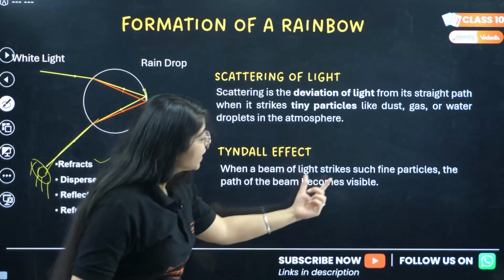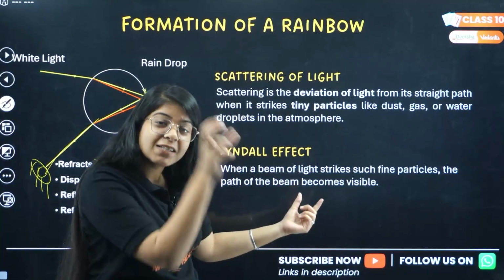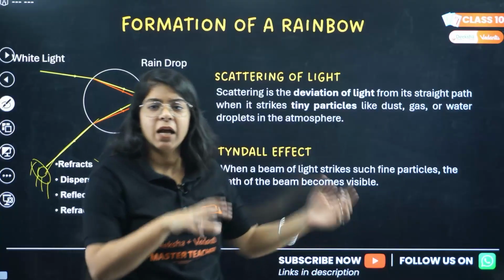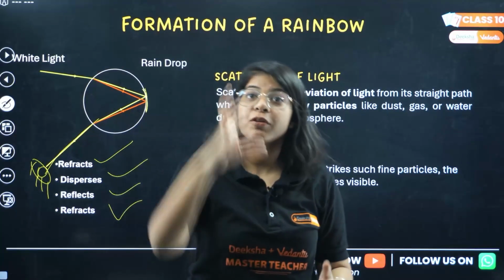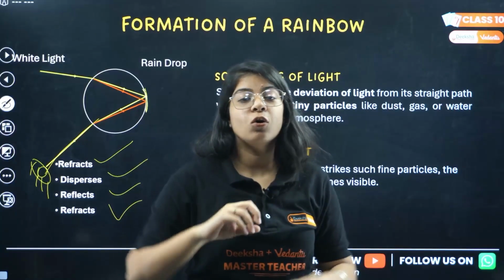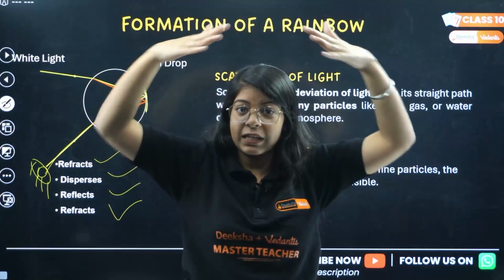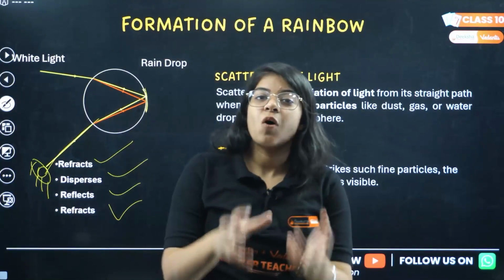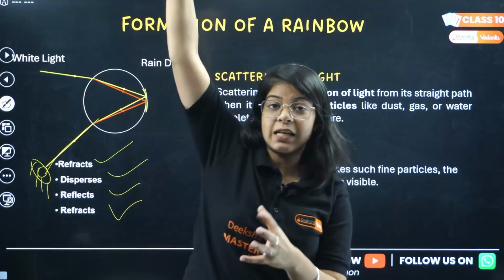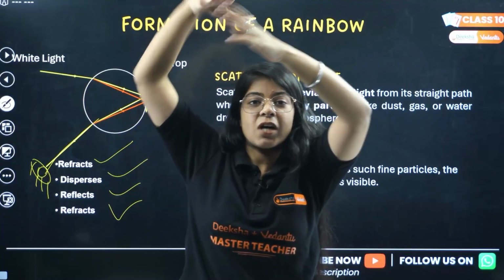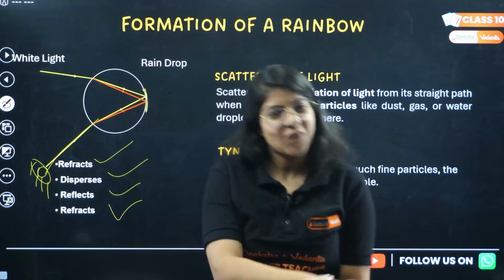When a beam of light strikes such fine particles, the path of the beam becomes visible. Here there is so much light, but you cannot see a clear beam of light, right? But if you go out, if you see the light through the hole, or you go somewhere else in the sky, sometimes there is this glow and you can clearly see light rays. That is called Tyndall effect. Okay, or if you are in a forest, you can see the rays, the sunlight is hitting the trees and the leaves, and the path of the light is visible. That is called Tyndall effect.